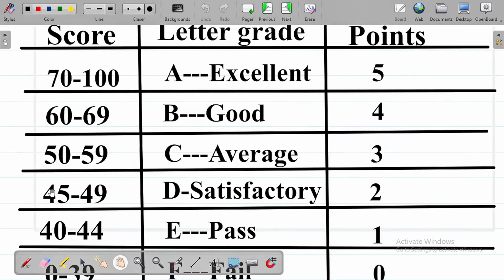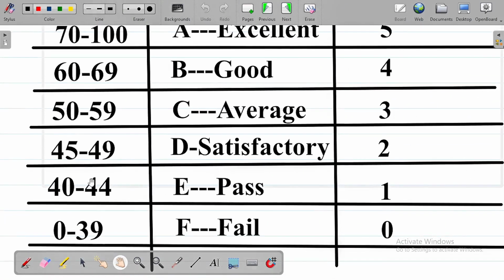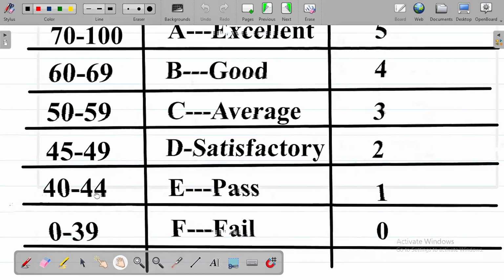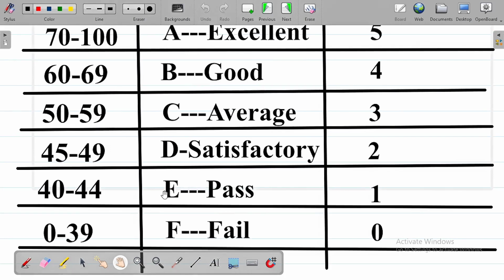If a student has 45 to 49 marks, the student automatically has a D in the course, and D is 2 points. If a student has 40 to 44 marks in a course, the student has E, and E is 1 point. And finally, if a student has 0 to 39 marks in a course, the student has F, which means fail. That means the student has a carryover. And F is 0.